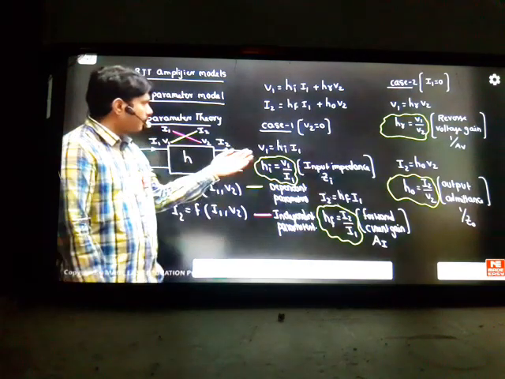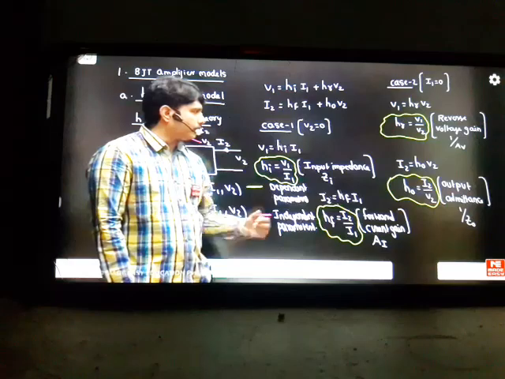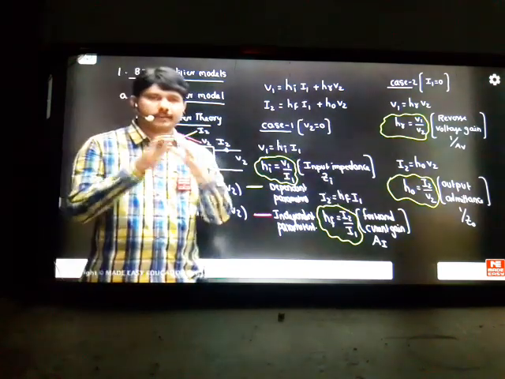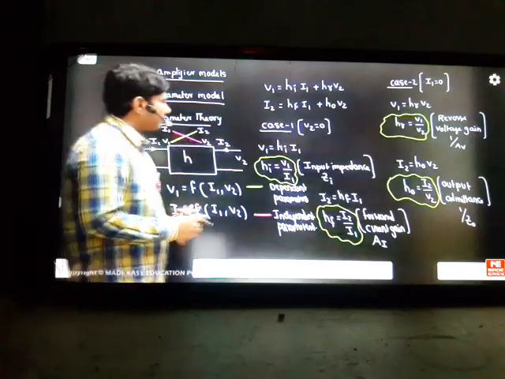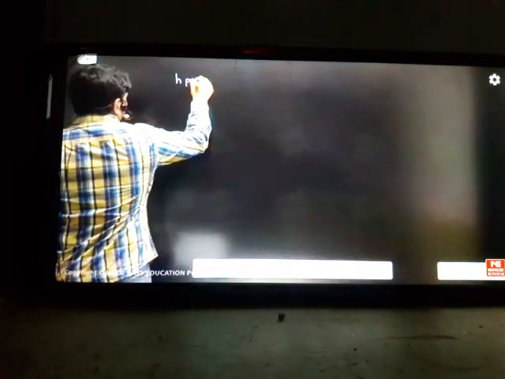After getting these four parameters, your input impedance, you got current gain, you got HR value, you got H naught, all these things we got. Now how to construct a BJT model by these four parameters is our idea today, called the H parameter model. How to do it, let us see. In the next slide, I'm showing the H parameter model.